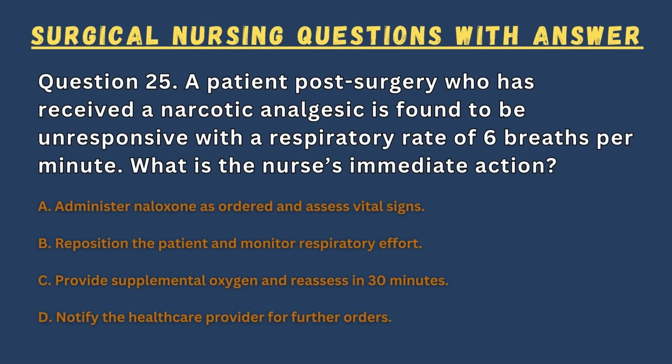Question 25. A patient post-surgery who has received a narcotic analgesic is found to be unresponsive with a respiratory rate of 6 breaths per minute. What is the nurse's immediate action? A. Administer naloxone as ordered and assess vital signs. B. Reposition the patient and monitor respiratory effort. C. Provide supplemental oxygen and reassess in 30 minutes. D. Notify the healthcare provider for further orders.